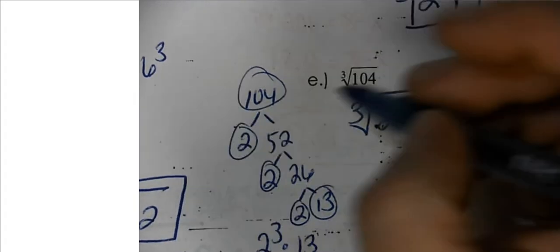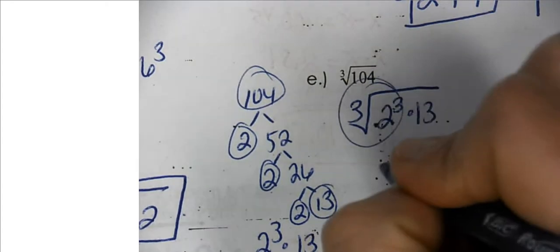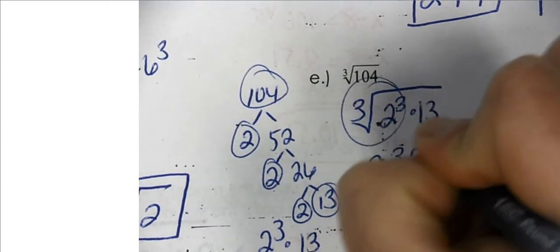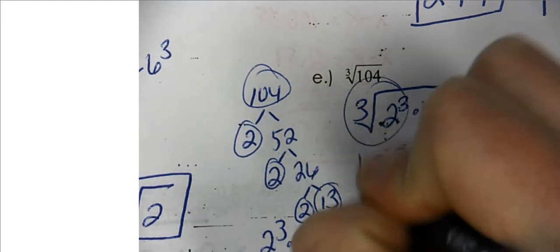So now I know that the cube root of 2 cubed is going to be 2. My leftovers is going to be the cube root of 13, and that's my answer.